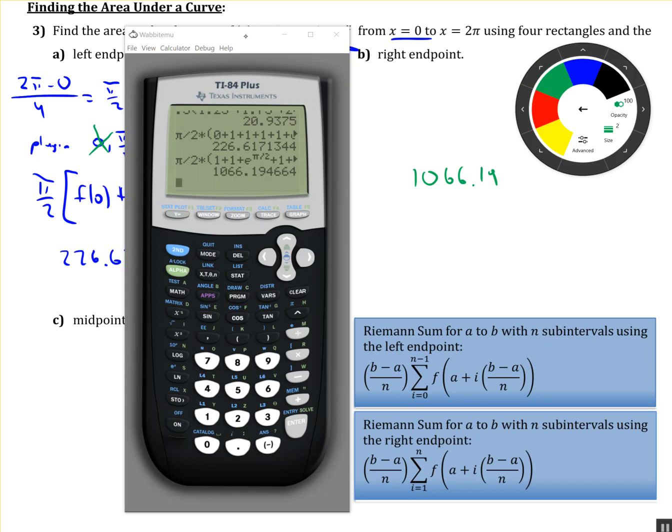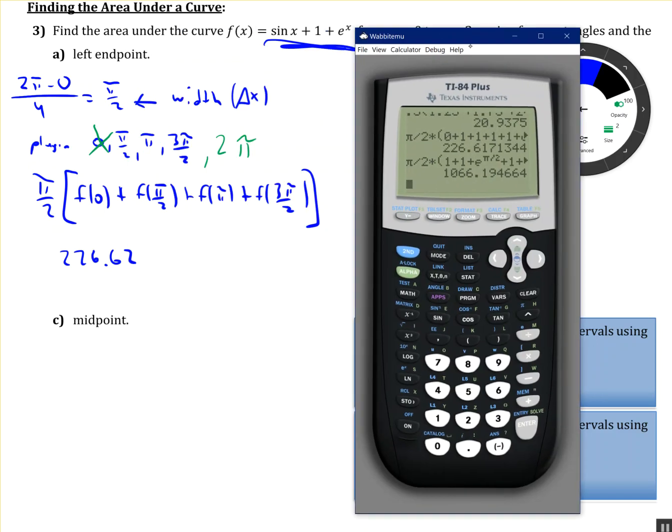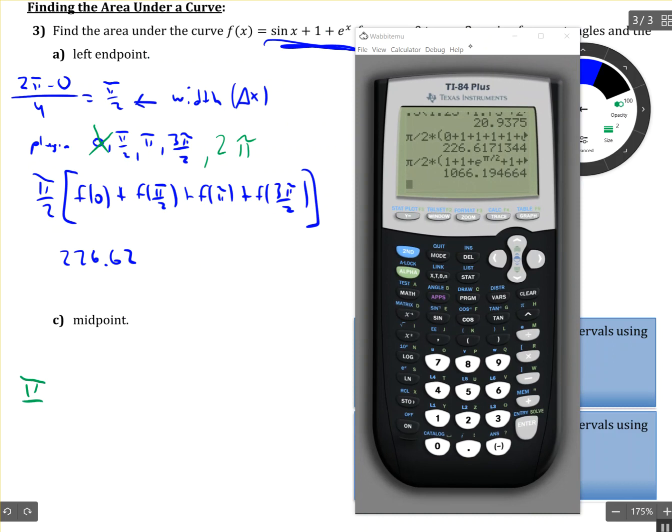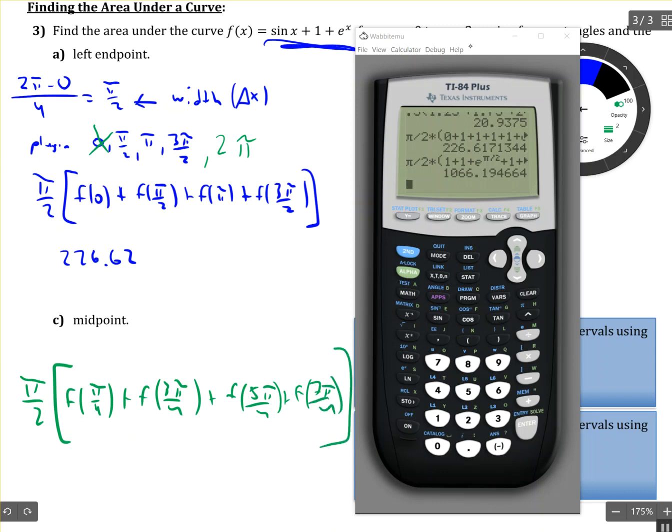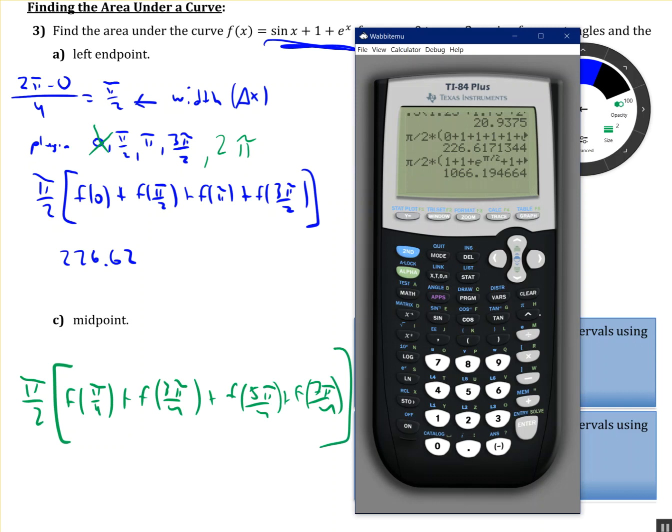Now the midpoint, this one's not going to be quite as, we can't do any nice little trick for this. We got to go back to the drawing board. The width is still pi over 2, but now it's going to be f of, halfway between 0 and pi over 2 is pi over 4, plus f of 3 pi over 4, plus f of 5 pi over 4, plus f of 7 pi over 4. All right, so pi over 2.